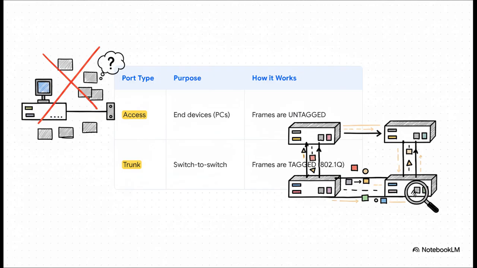So how does the switch know which lane a device is supposed to be in? Well, it all comes down to two types of ports. You've got an access port, which connects a single device, like your PC, and its data doesn't need any special labels. It's untagged. But then you have a trunk port. Think of this like a multi-lane superhighway between switches. It's designed to carry traffic from multiple VLANs at once by adding a special digital tag to each packet, which tells the next switch exactly which lane that piece of data belongs in.